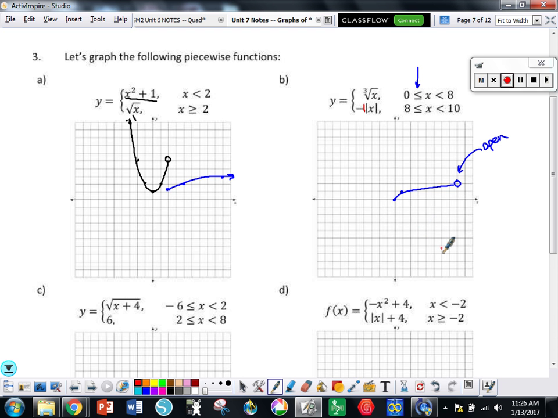When do we start drawing? At 8. Closed dot or open dot? Closed, and then down, down. Do we need an arrow? You need an arrow on this one? No, why? Because it closes at 10. In fact, we need an open dot there, right? That's weird.